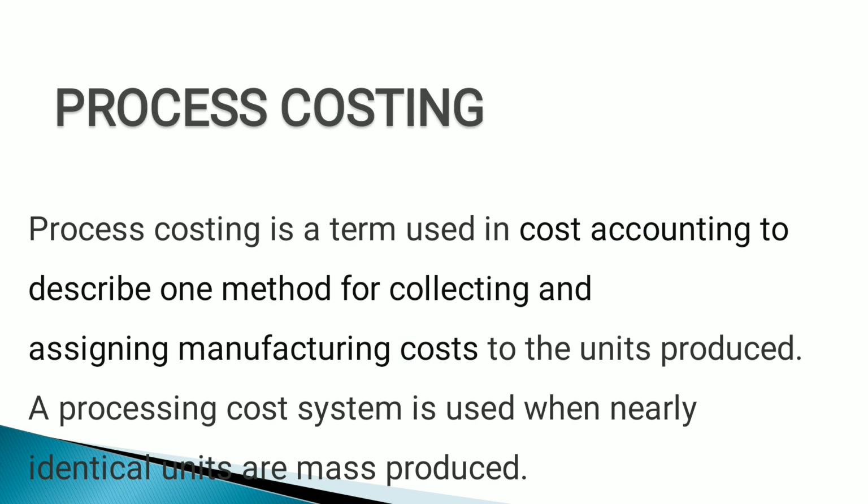So, what is process costing? Process costing is a term used in cost accounting to describe one method for collecting and assigning manufacturing cost to the unit produced. A process cost system is used when nearly identical units are mass produced. Next we will move to the first problem of process costing.